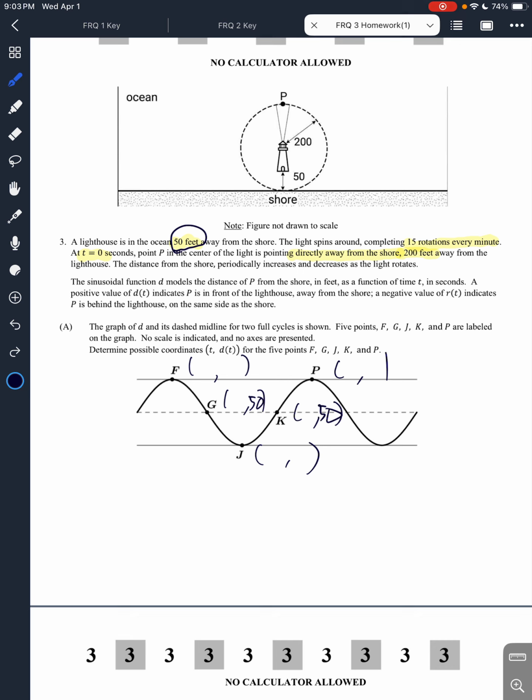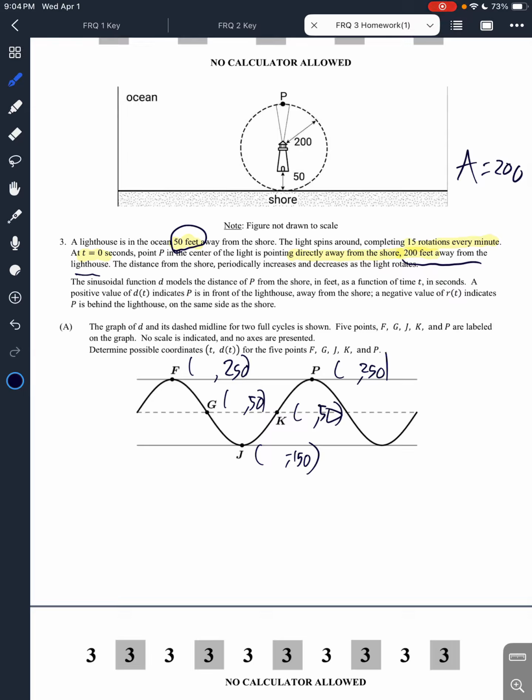Next, they say the center of the light is 200 feet away from the lighthouse. So that means our amplitude is 200, because from here to the point, or here to here, is 200. So if our amplitude is 200 and our midpoint is 50, we are going to get all the way up to 250, that is 200 plus 50, and all the way down to negative 150, that is 50 minus 200.